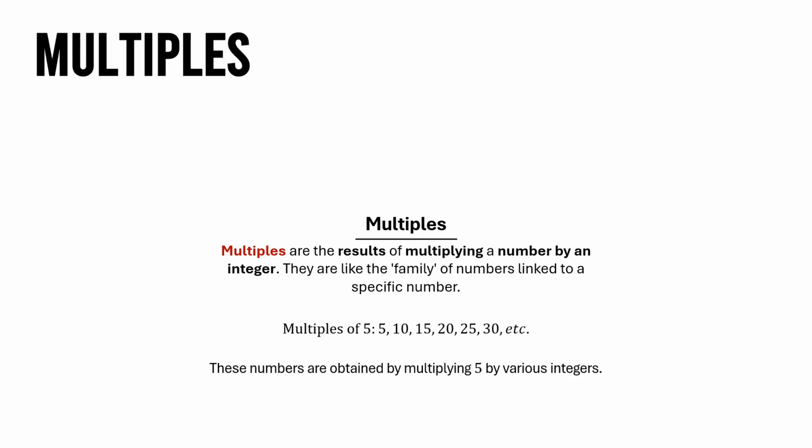Multiples of 5: 5, 10, 15, 20, 25, 30, and so on. These numbers are obtained by multiplying 5 by various integers. So for example, 5 times 1 is 5, 5 times 2 is 10, 5 times 3 is 15, and so on towards infinity.